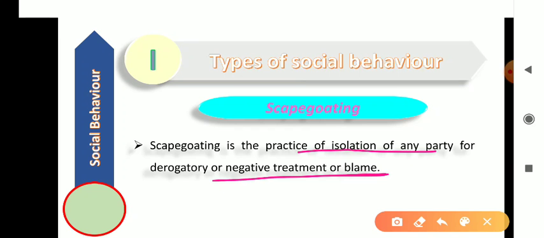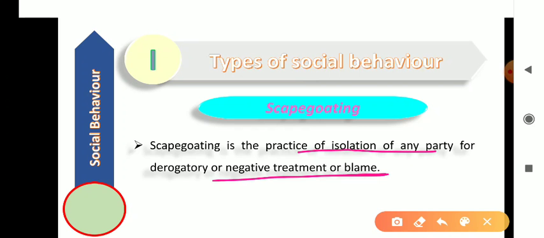In scapegoating, like you have been studying in your psychology, there are some defense mechanisms, that is displacement and projection. The person uses them to keep themselves safe. If the person has done something wrong, that person will use that defense mechanism to protect themselves. Or for development also they use scapegoating.